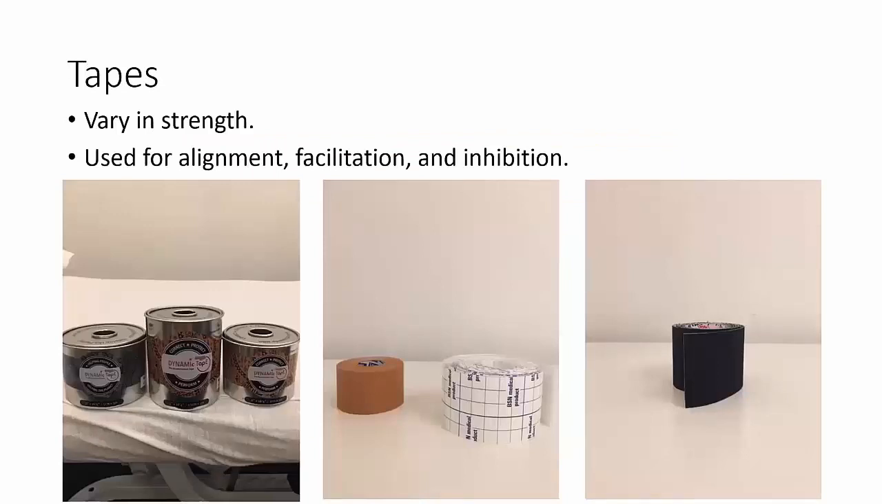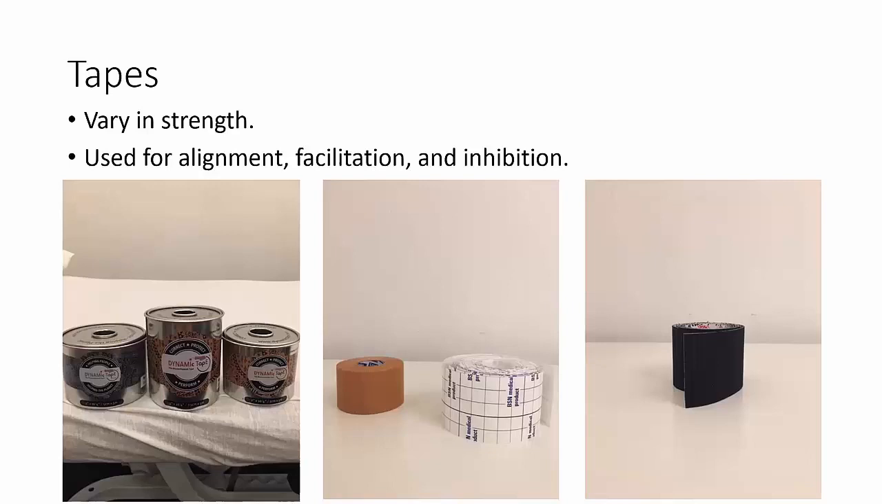And tapes vary in strength, the ones that I use. So the ones that are in the silver container are something called dynamic tape. It's fairly new to the market. I think it's only been around for maybe 10 years. And I love it. It is truly dynamic because it moves or it stretches and contracts in all directions.